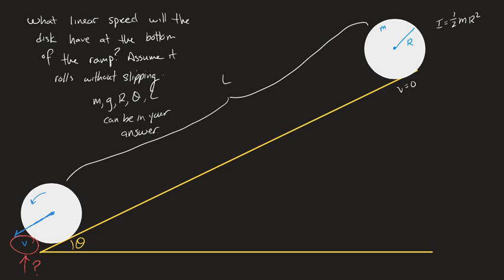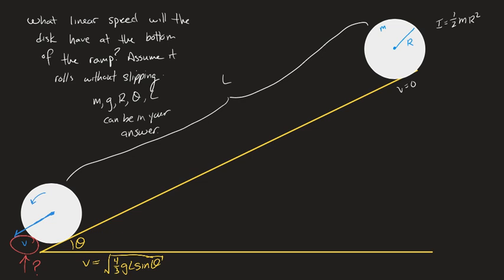If you're looking for the easy way, does the object's center of mass change height? If so, kind of pointing you down a particular path. So I would consider doing it that way. Answer's at the bottom. Square root of 4/3 GL times sine theta.